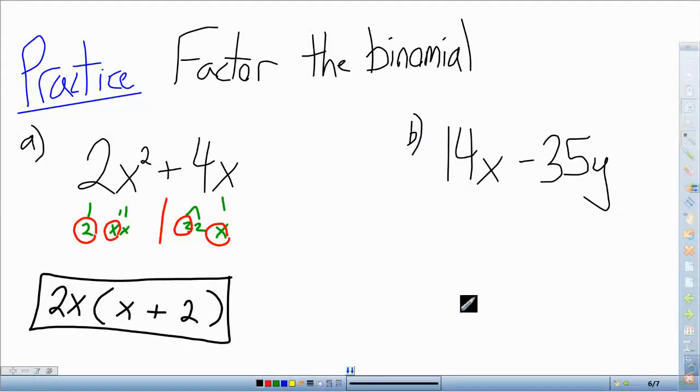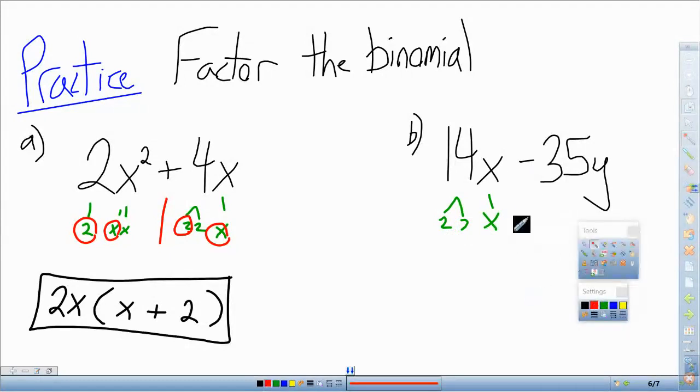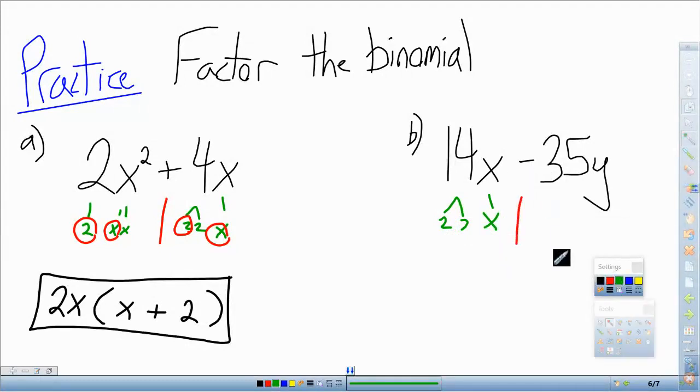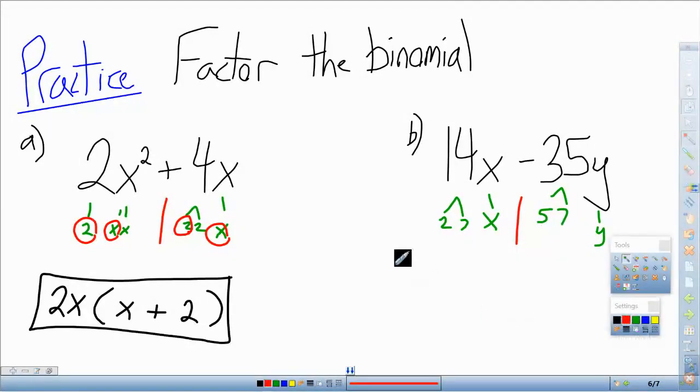All right, taking a look at letter B. Let's do the same idea. 14 is a 2 times 7. Those are actually both prime. I can't break them down anymore. I have an x. Okay, put my line. 35 is a, sorry, not a 3, a 5 times 7. And it looks like I have a y here. So everything's broken down. What do they have in common? Well, it looks like they both have a 7 in common.